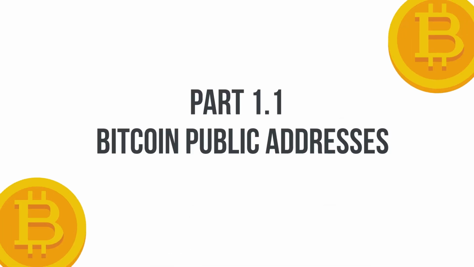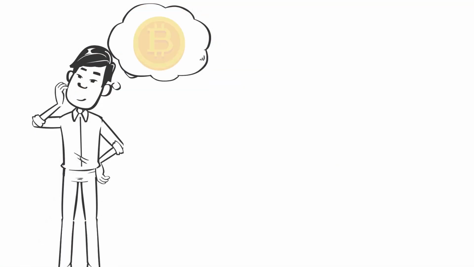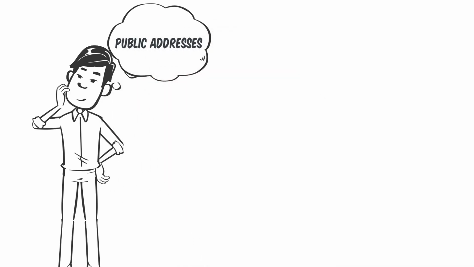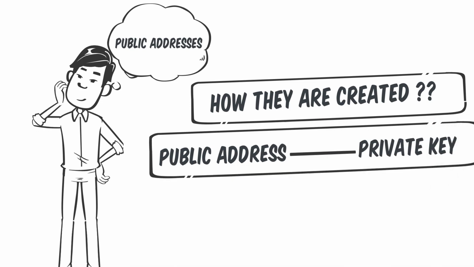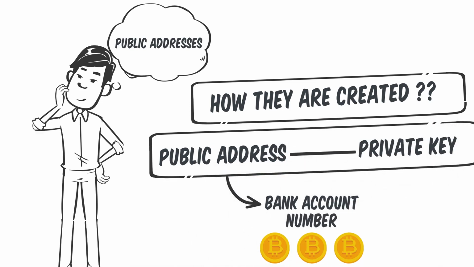Part 1.1. Bitcoin public addresses. The first basic part of Bitcoin, which needs to be understood, is what Bitcoin public addresses are, how they are created, and how they work together with Bitcoin private keys. A Bitcoin public address is basically like a bank account number which holds people's Bitcoins.